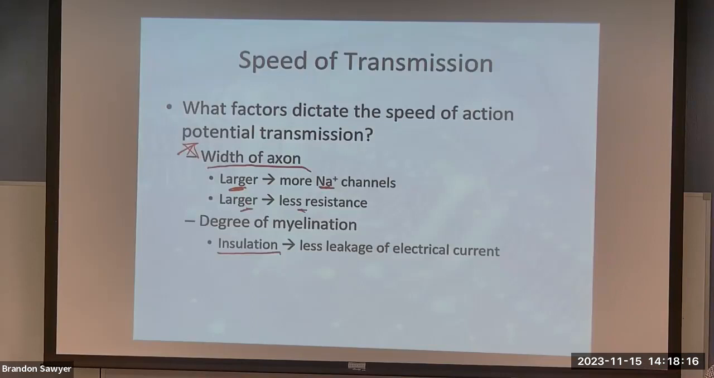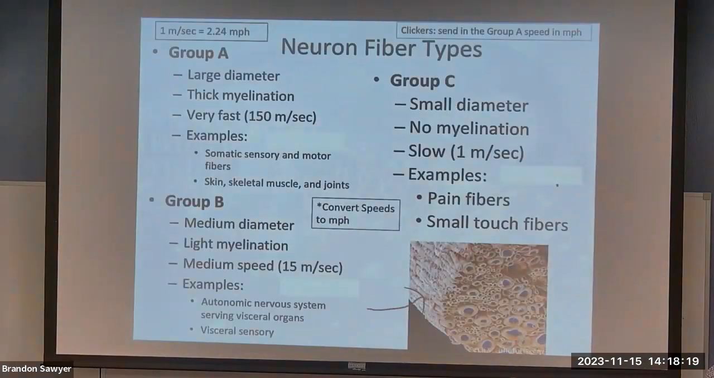In an individual nerve like this one, a big nerve, this could be the ulnar nerve, sciatic nerve, something like that, we have all kinds of different size axons. We see some little ones, some big ones. There are pretty much three groups of fiber types. There are group A fibers, which are very large and very fast, 150 meters per second. That is 334 miles per hour. These are the neurons that carry signals to our skeletal muscle, to our joints, our somatic sensory and motor fibers.